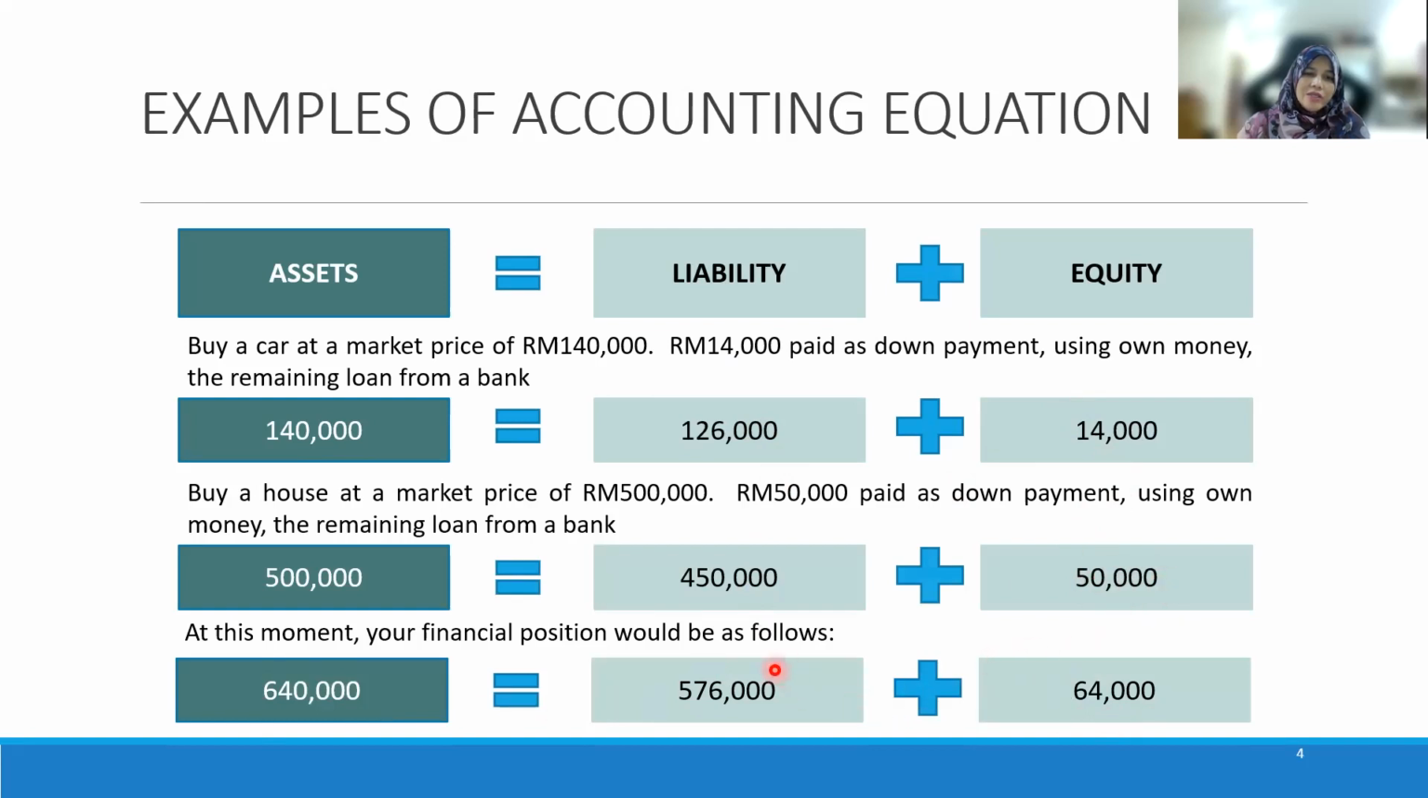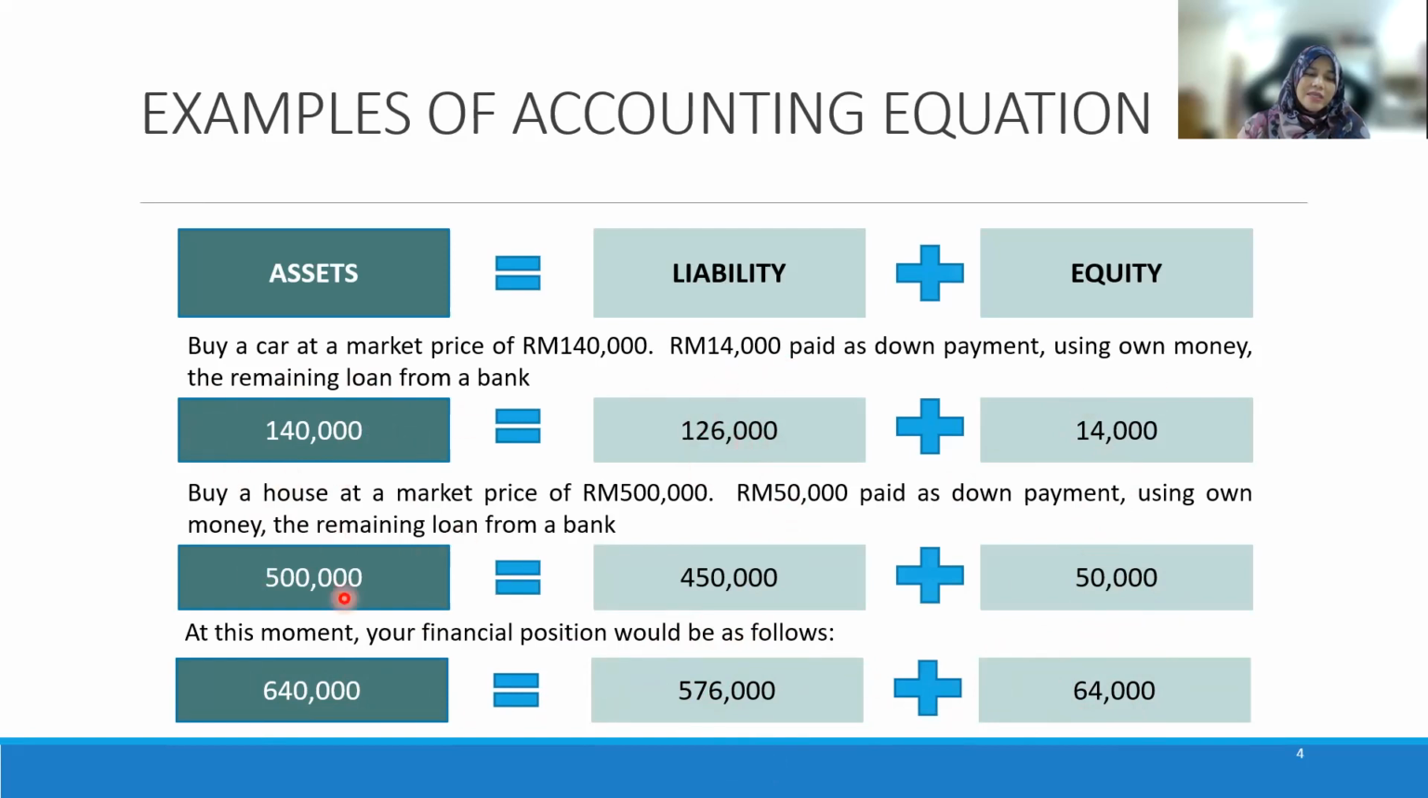And now the loans or liability to the third party or to the bank is 126 plus 450, which is 576. So if you add the two items, 576 and 64, it will equal 640. Meaning that here, asset equals liability plus equity. Here as well, as in the first transaction, you will see that asset will always equal liability and equity.